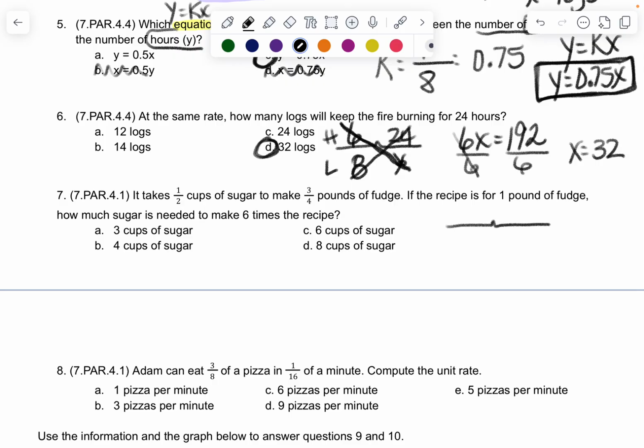So let's set up this proportion first. We have sugar and fudge. So 1/2 cup of sugar makes 3/4 pounds of fudge. And I want to know how much sugar would make 1 pound. I'm going to find the unit rate first. I'm going to find out how much sugar it takes to make 1 pound, okay?